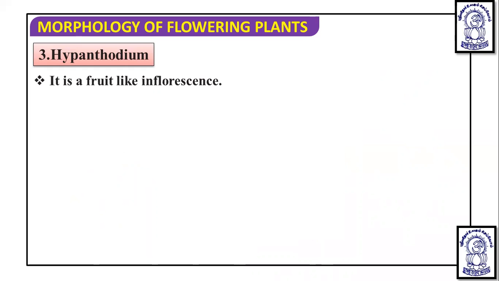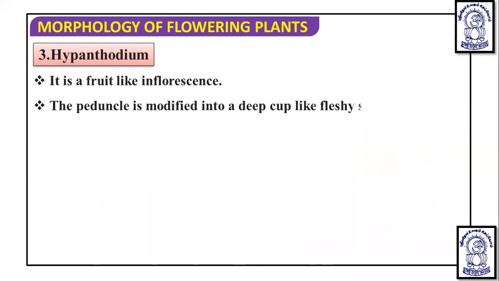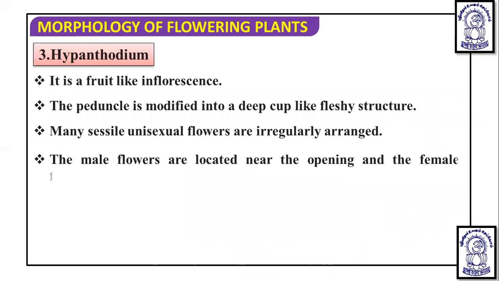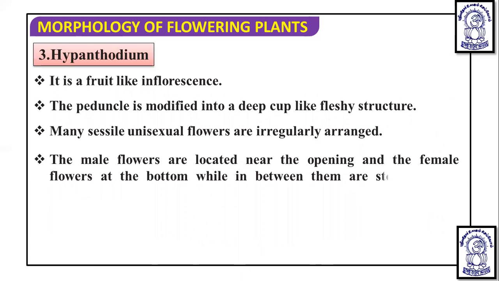Now the last special type of inflorescence which we are going to study is hypanthodium. Hypanthodium is a fruit-like inflorescence. In this, the peduncle is modified into a dipped cup-like fleshy structure known as the receptacle. In this, many sessile unisexual flowers are irregularly arranged. All three types of flowers are present: unisexual male flower, unisexual female flower, and the neutral flower.